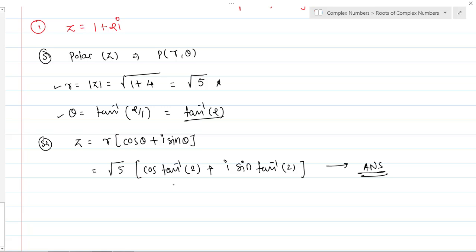Don't worry, you will be getting the values of sin of tan inverse of 2 and cos of tan inverse of 2. You will get the answer to these questions in the coming topics. Okay, but this time you understand.